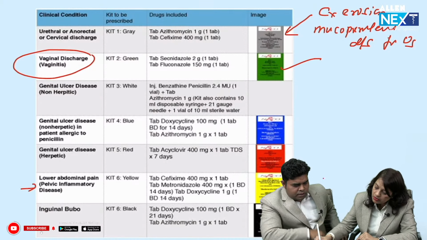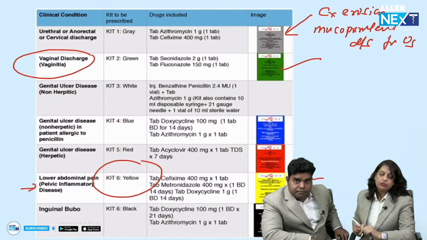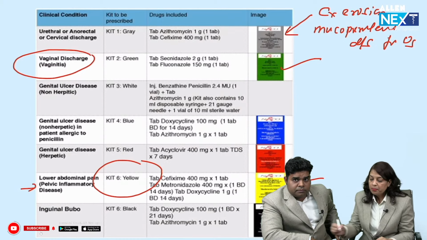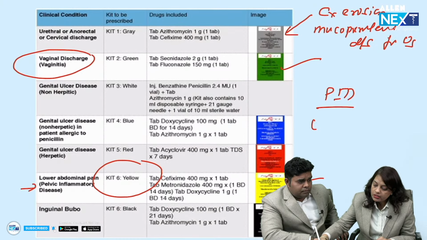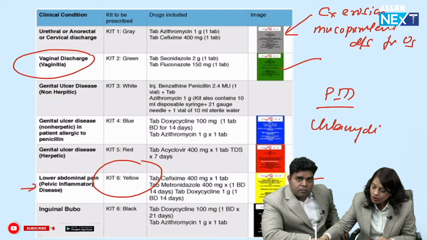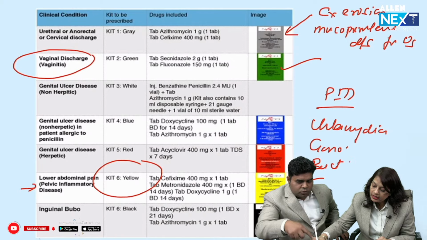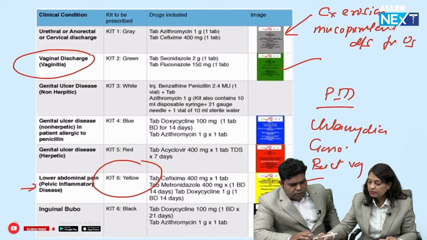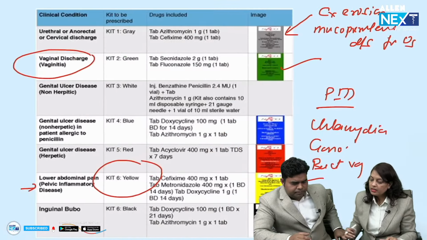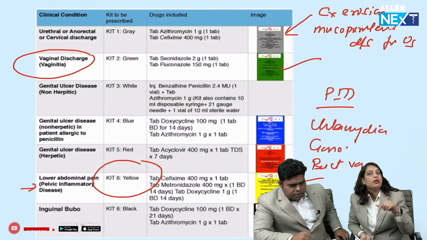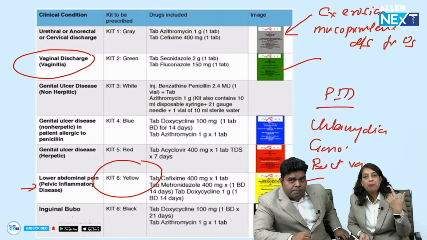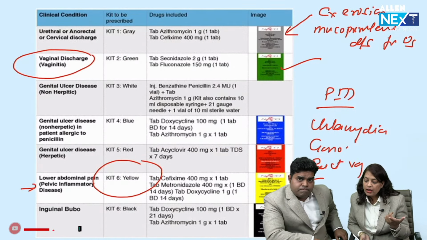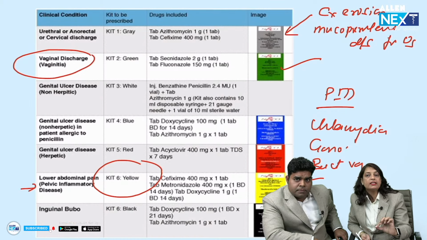If a patient comes with lower abdominal pain, what do we think? PID. PID, what is the most common causative agent? Chlamydia. What is the next causative agent? Gonorrhea. And next is bacterial vaginosis. So in that we give cefixime for gonorrhea. Metronidazole is for bacterial vaginosis, and doxycycline BD for 14 days is for chlamydia.